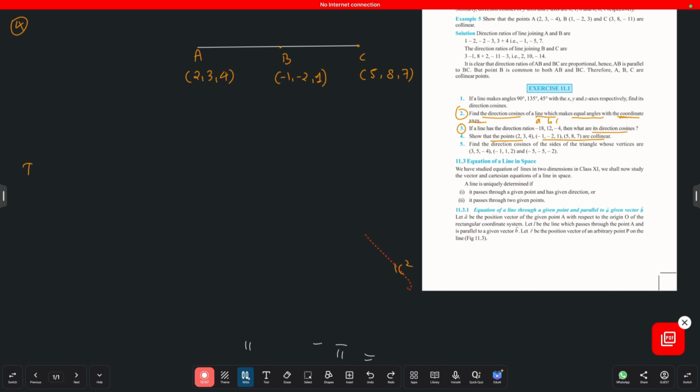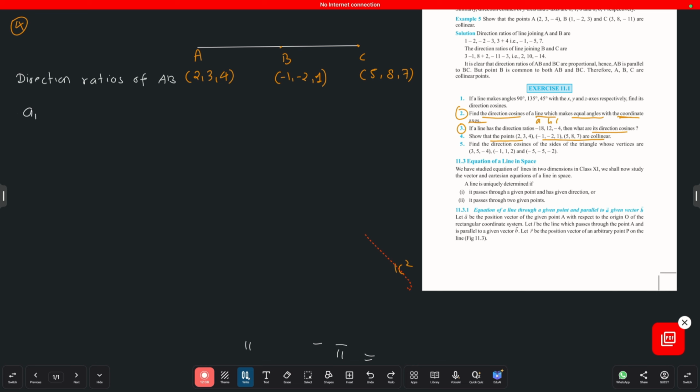So first I will find the direction ratios of AB. AB is also a line segment. So the direction ratio of AB is this minus this, and the direction ratio of BC is this minus this. So we will have two sets of direction ratios. If they are collinear points, then they will be in the same proportion. Okay, so firstly I will find the direction ratios of line AB.